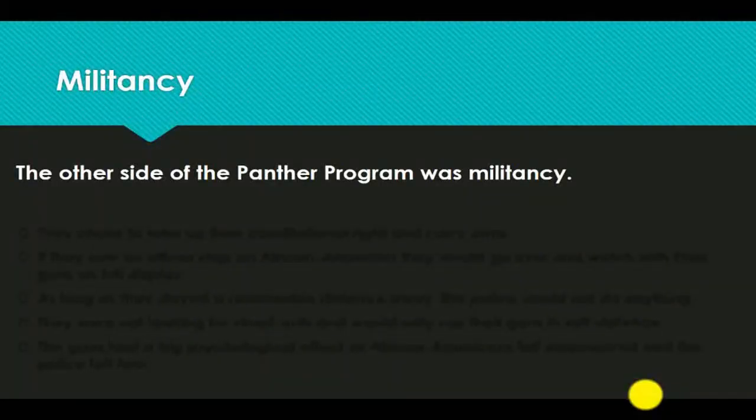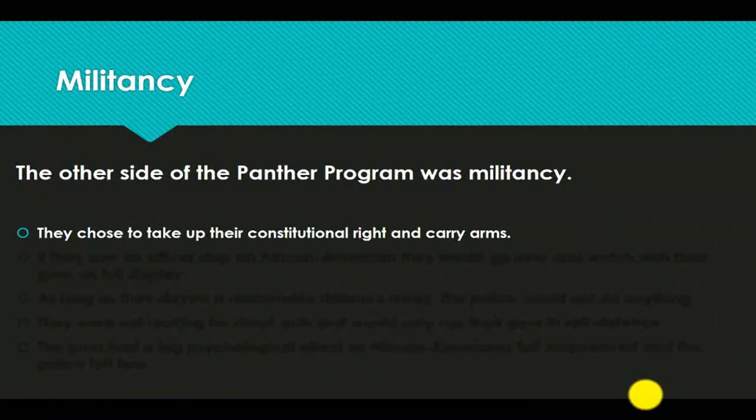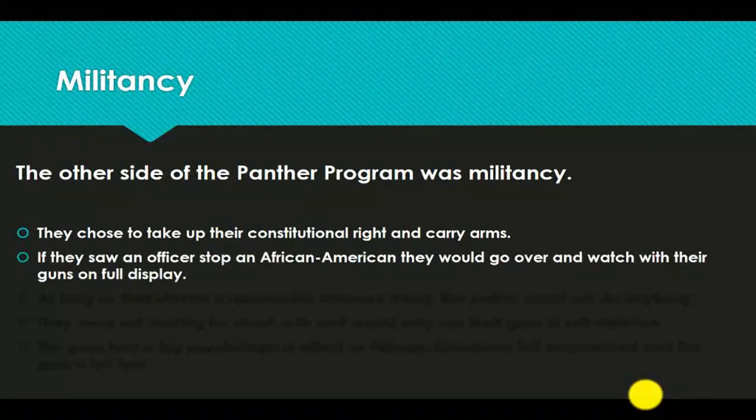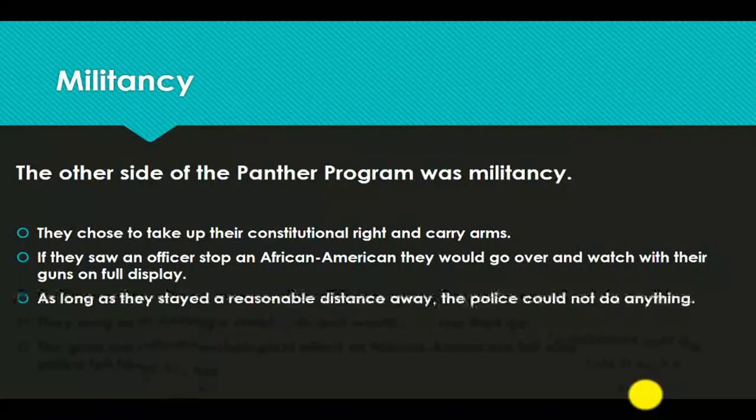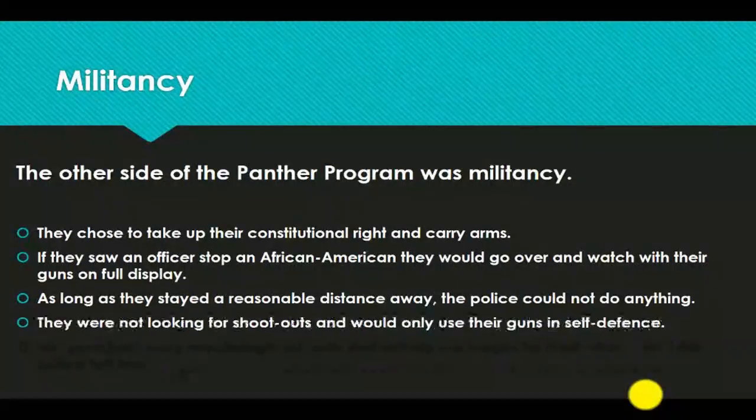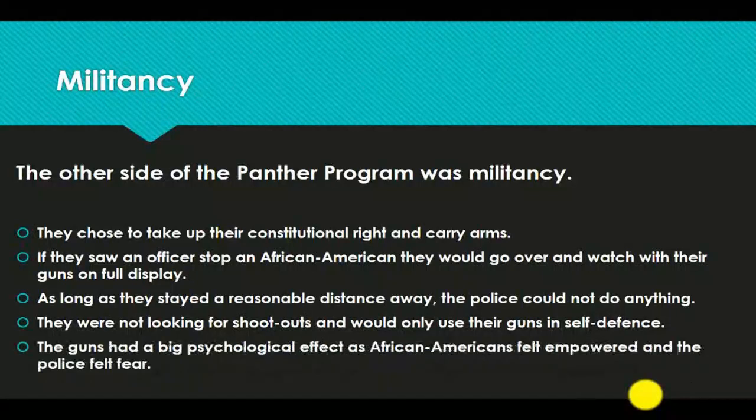They believed in militancy. The other side of the Panther program was militancy. They chose to take up their constitutional right and carry arms. If they saw an officer stop an African American, they would go over and watch with their guns on full display. And as long as they stayed a reasonable distance away, the police couldn't do anything to them. So they were not looking for shootouts and would only use their guns in self-defense. They believed in being able to use self-defense to protect themselves. The guns had a big psychological effect as African Americans felt empowered and the police felt fear.